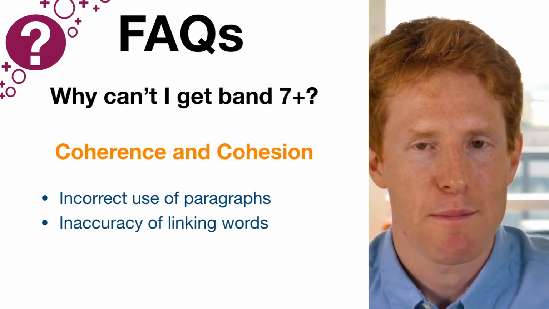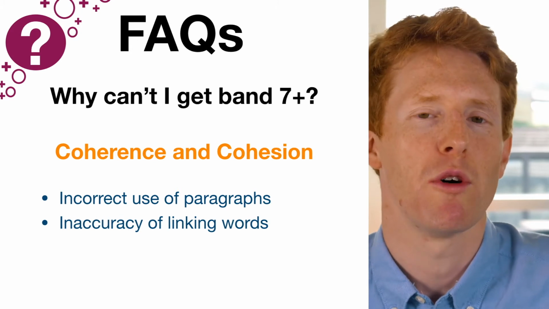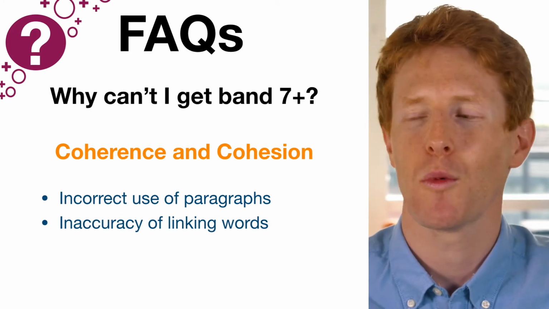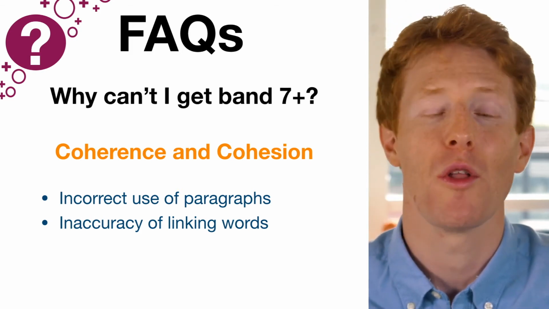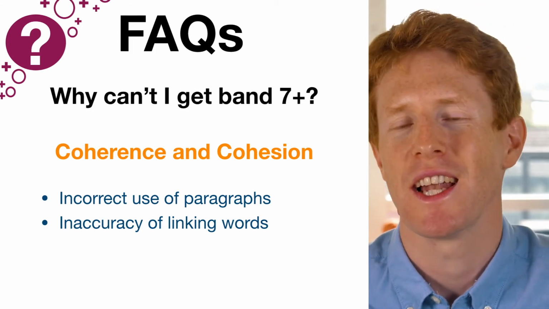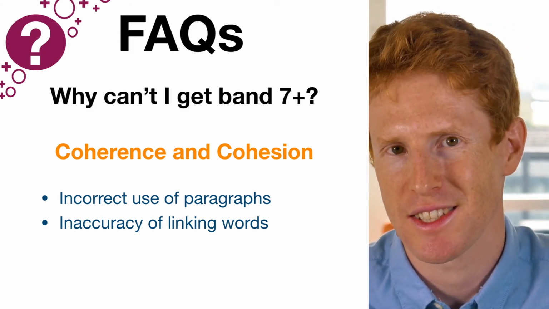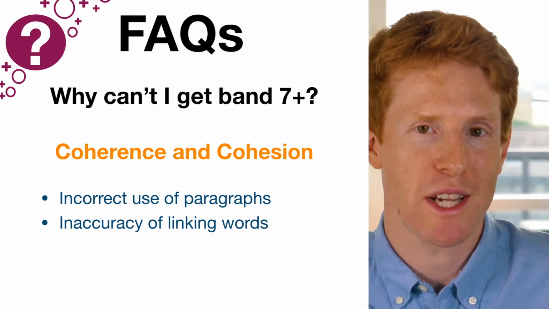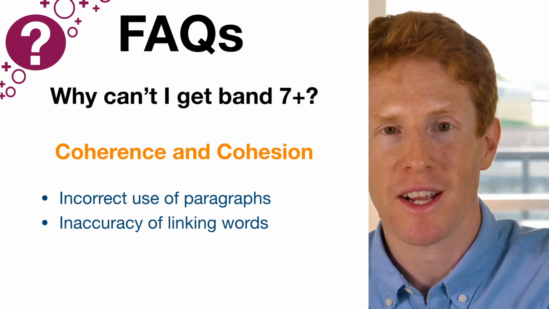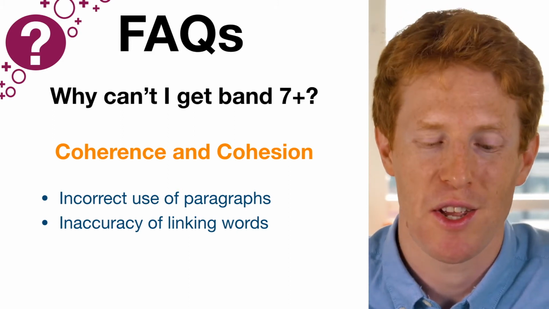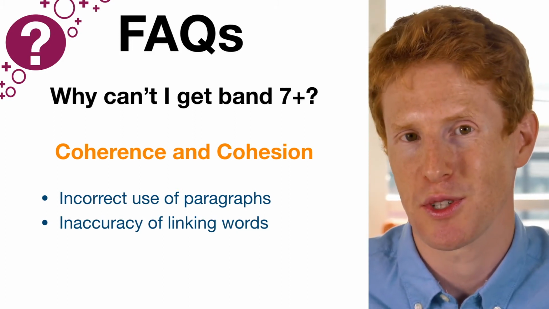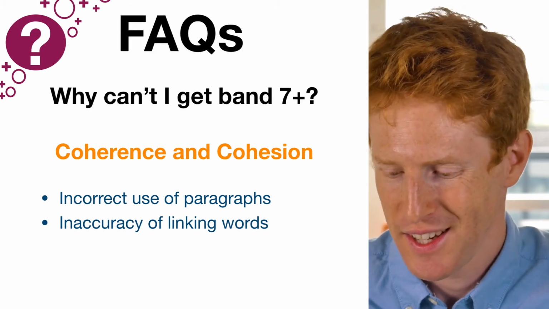The next thing the examiner is looking at is your use of linking words. Now, these are words like although, for example, however, on the other hand, words that link our ideas in our essays. If we don't have linking words or we use them incorrectly, or even if we use the same linking words over and over again, we're going to get a lower score for coherence and cohesion.